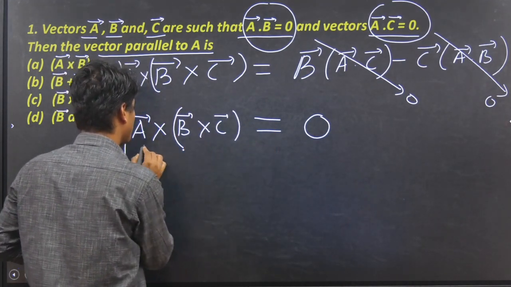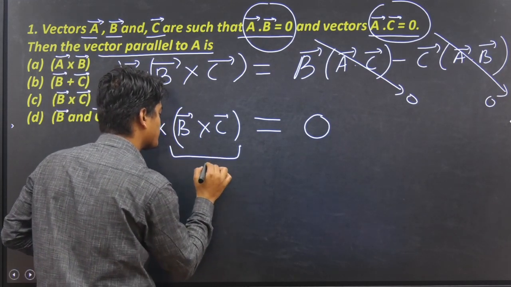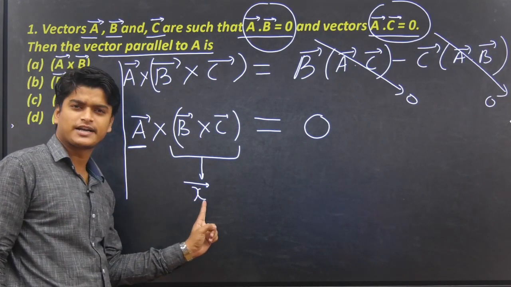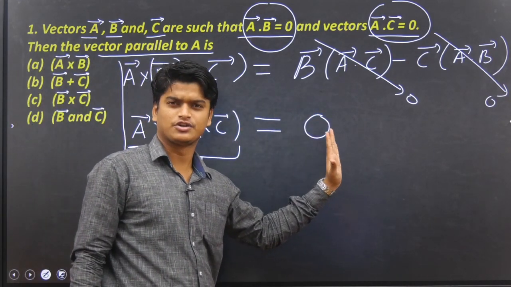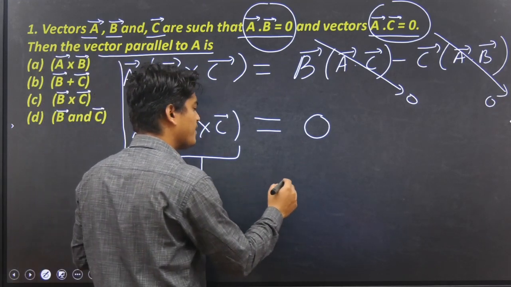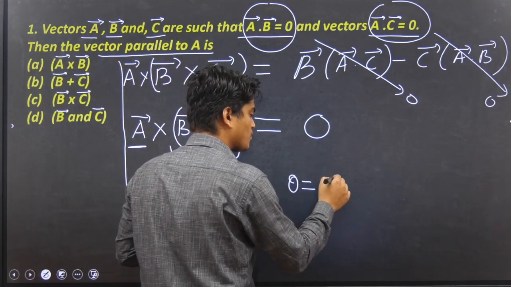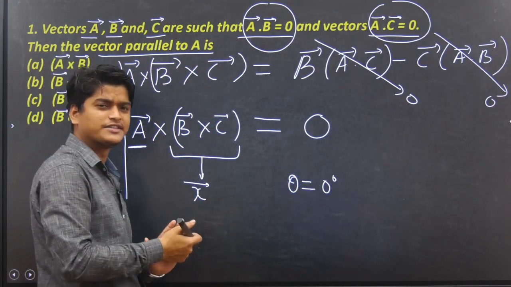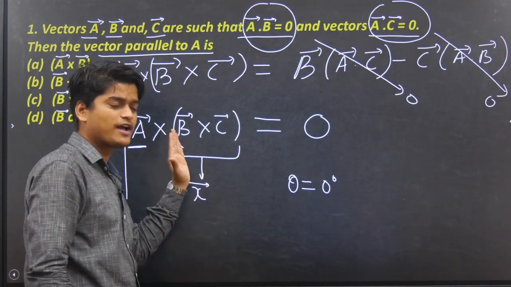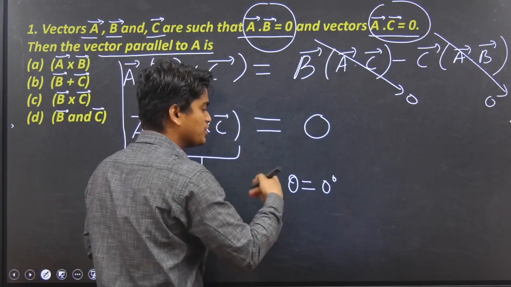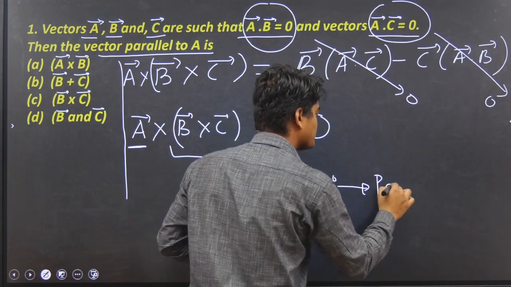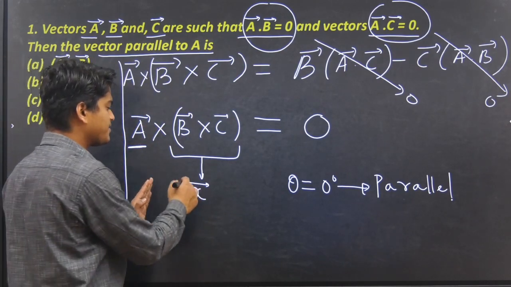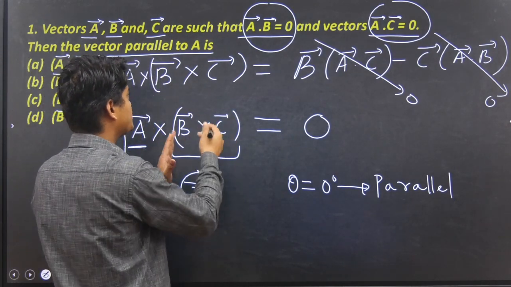If A cross B cross C is 0, suppose this is one vector, your x vector. Then A vector cross x vector, the cross product, is coming 0. Whenever the cross product comes 0, theta, the angle between A vector and x vector, is 0. Theta 0 means the two vectors are parallel. Are you understanding? That means this x vector is nothing but your B cross C.